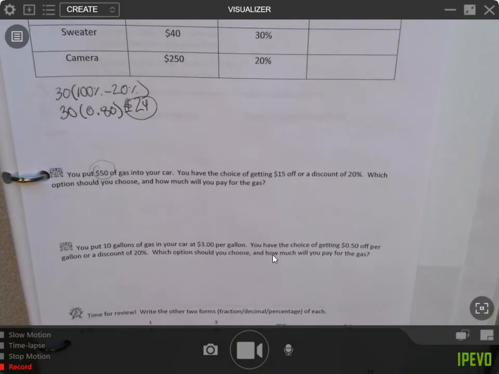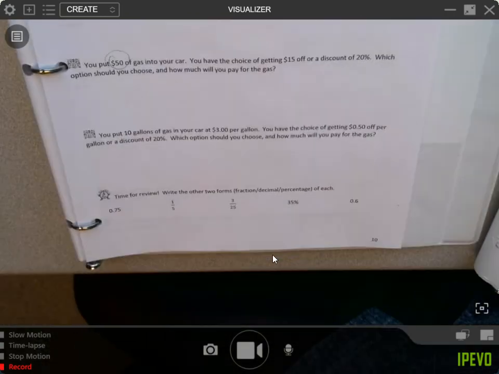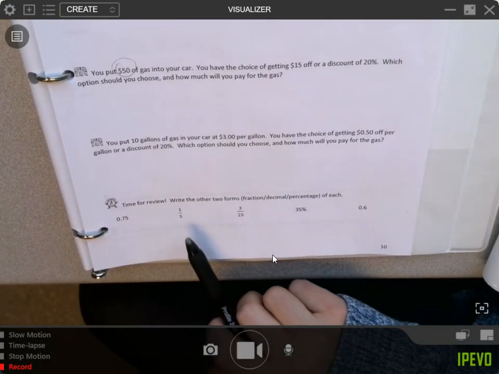So you always have to make sure that you are reading the question and answering the question. They're not all, what is the sale price? You have to follow through, read the full question, make sure you understand what the question is asking, and answer that question. And then at the very bottom, we have our review problems.